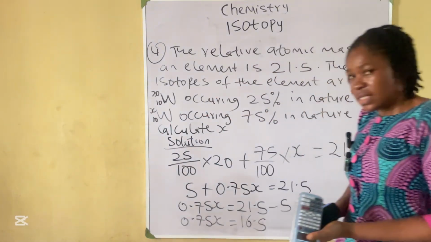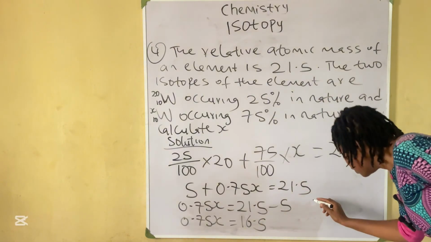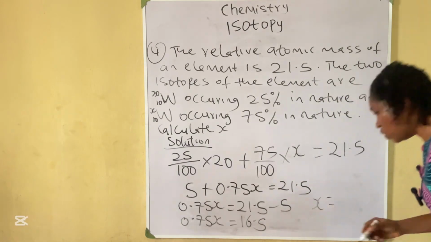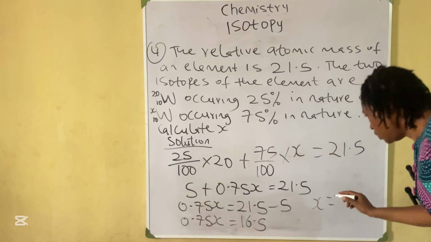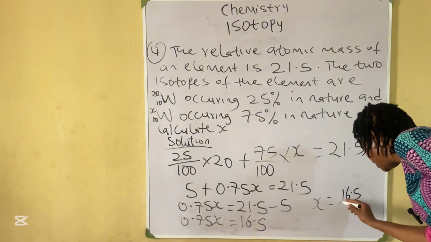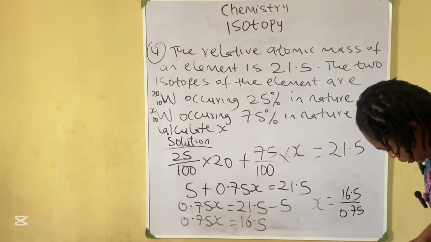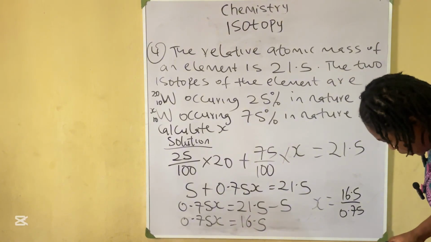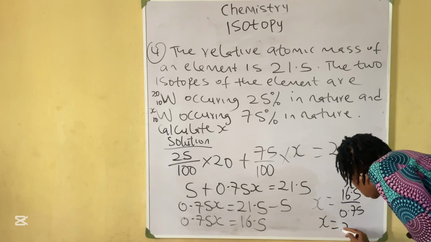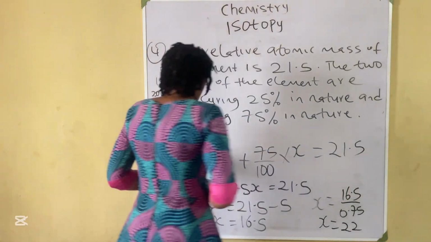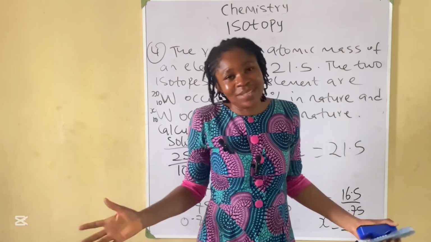How do I find x? When I divide both sides by 0.75, I'll be finding my x. So x is equals to 16.5 divided by 0.75. 16.5 divided by 0.75 is 22. So x is equals to 22. So I find my x to be 22, which means this mass number is 22. We've come to the end of today's video.